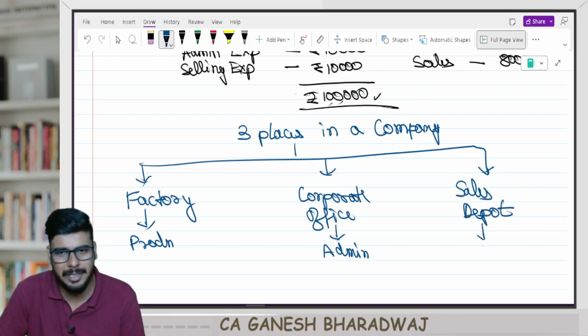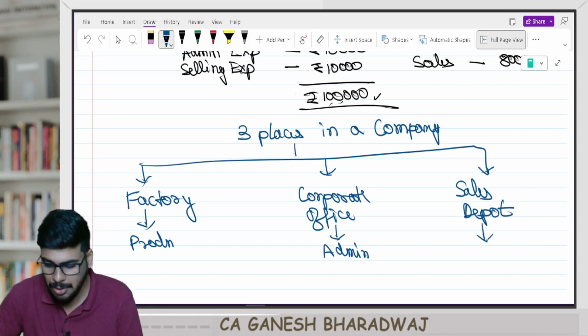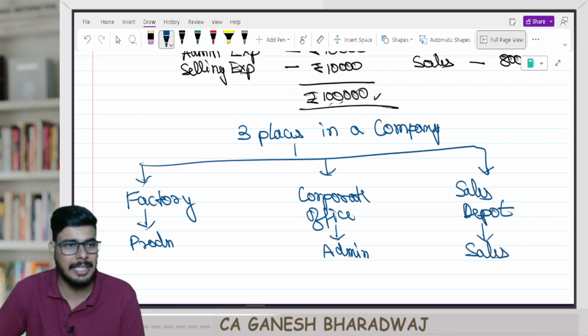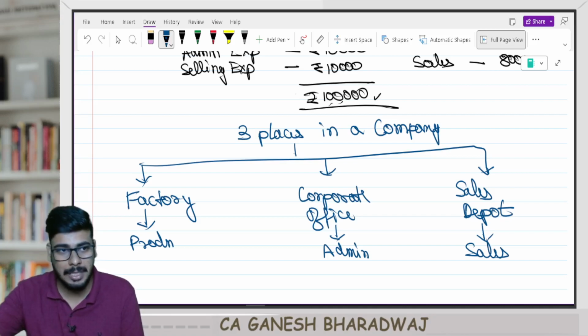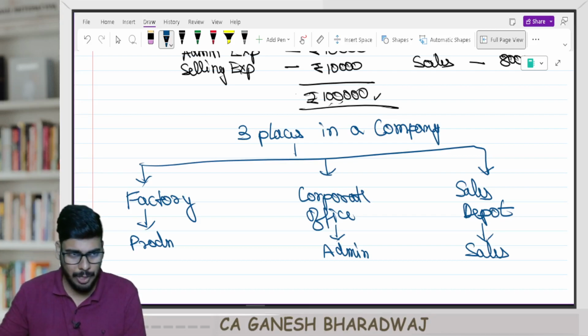Clear with this? And then there is a place called sales depot. What happens in a sales depot? Selling activity, sales activity will happen. Or in other words, you can even say the showrooms. Take the footwear company called Bata. Yes, they have showrooms here, correct? What do these showrooms do? They only do the sales activity. Is manufacturing done there? No.